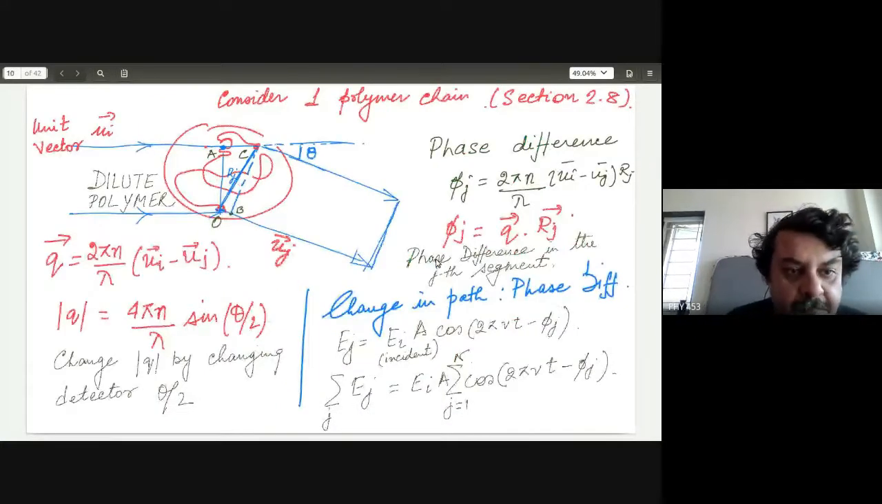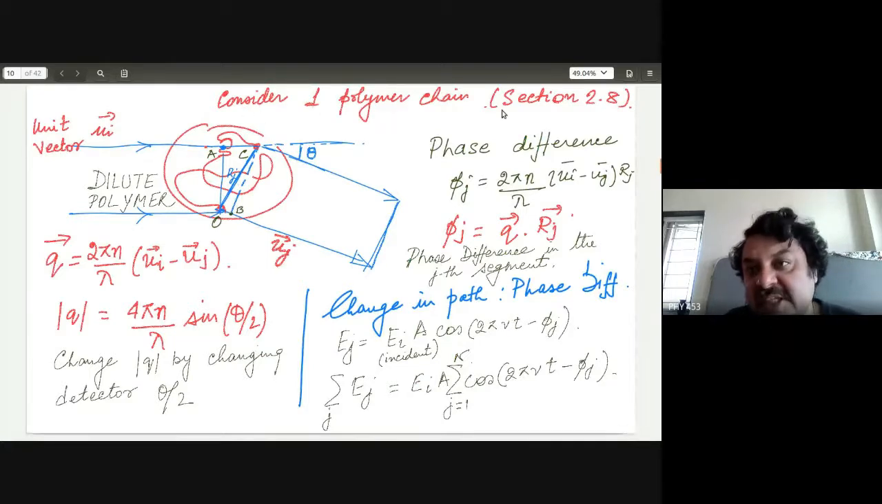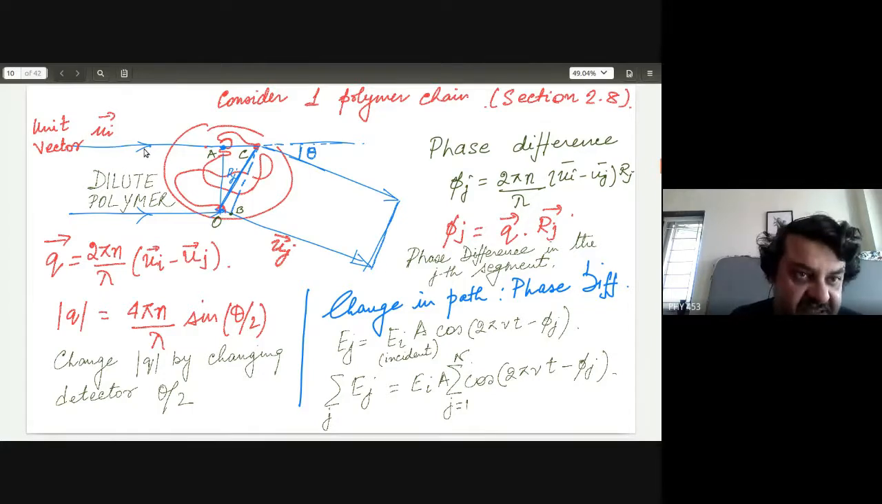Now going further ahead, consider one polymer chain. This is from section 2.8 of Rubinstein, and consider one polymer chain in the solution. You have incident light with the direction of ui, and this red thing is a polymer chain. The non-overlapping dilute polymer chain, that's what you are considering. You have a dilute polymer.